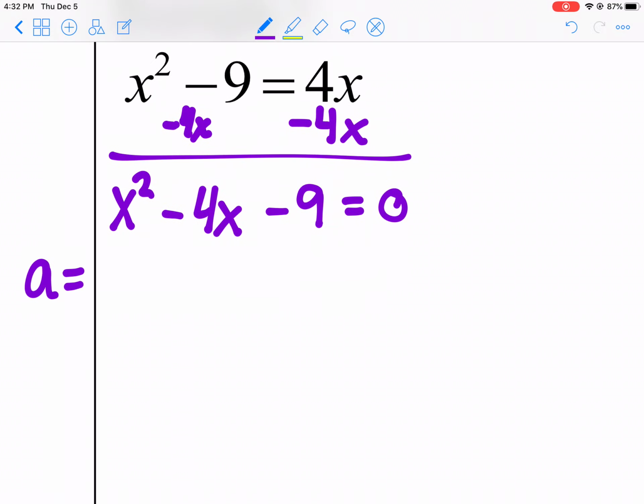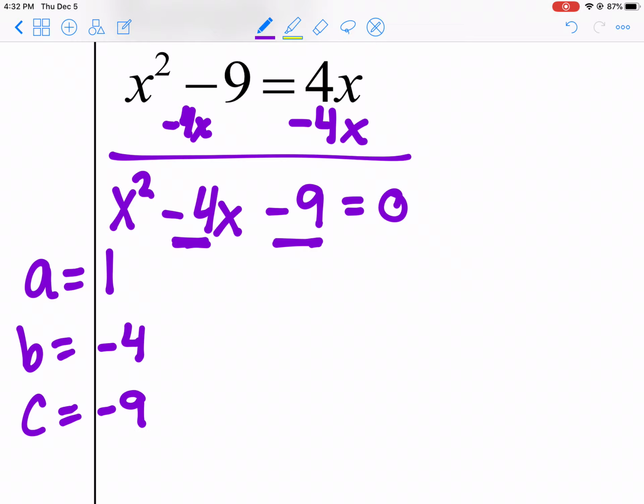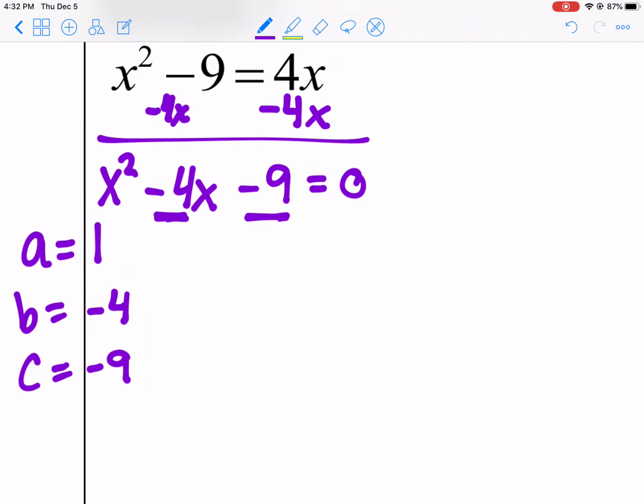So in this problem, now that it's in standard form, I can see that A, which didn't have anything written, is 1, B is -4, and C is -9. Step 3, plug it in to the quadratic formula.